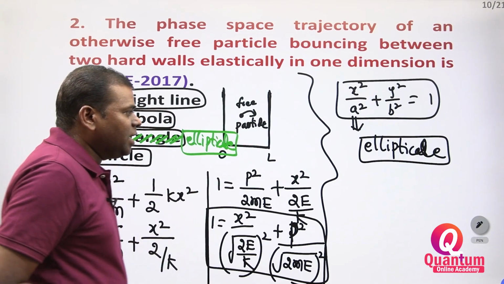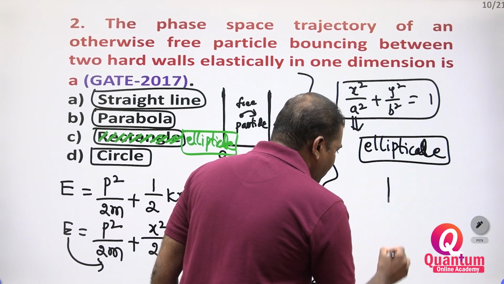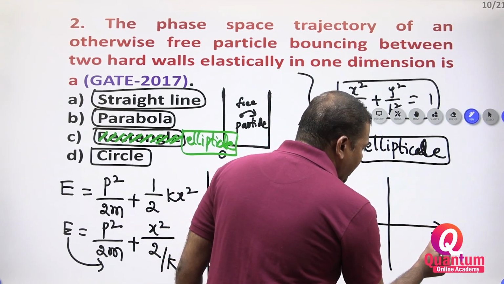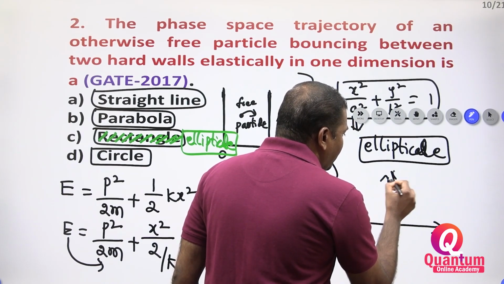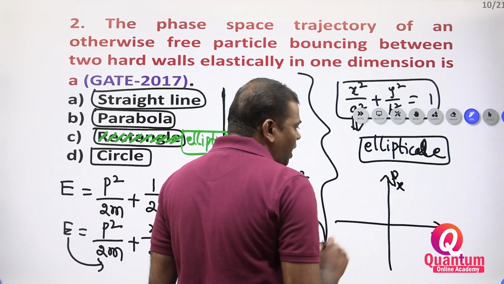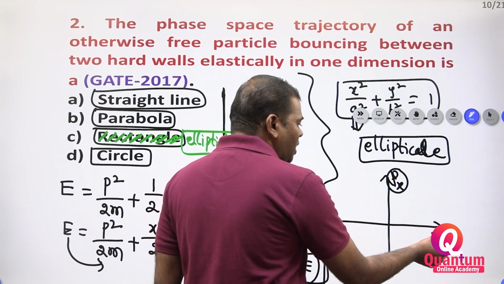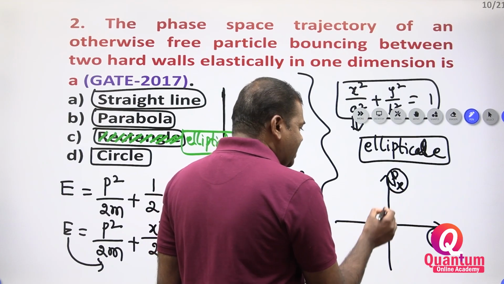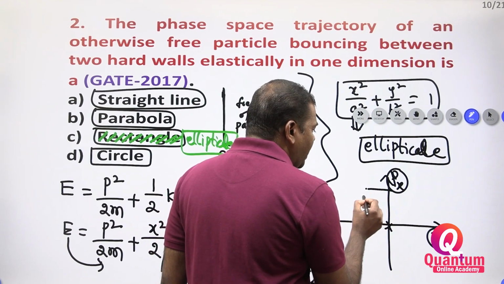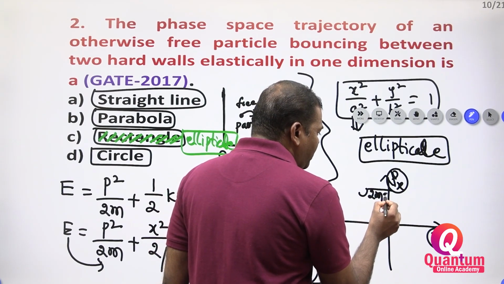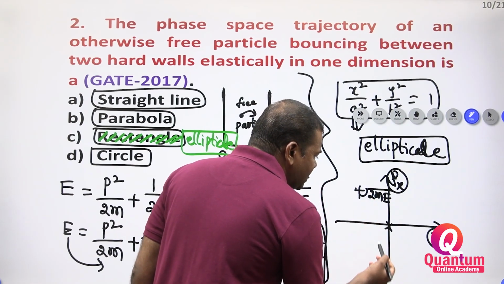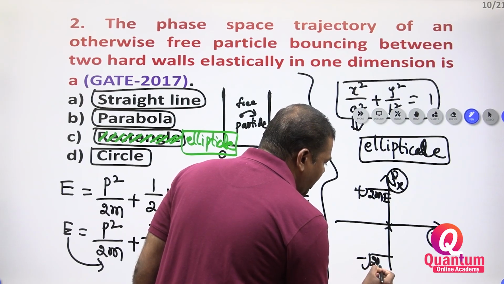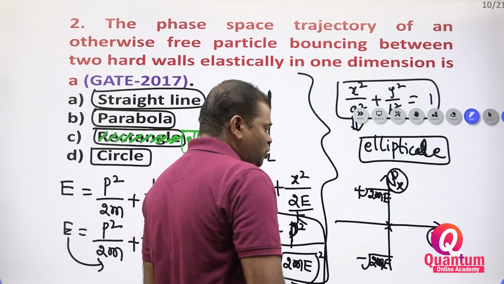Elliptical trajectory. Suppose you take the trajectory, how do we write it? This is the x-axis, this is the px axis. This is phase space dynamics. If x is equal to 0, then px will be plus root 2mE. If x is equal to 0, you also get minus root 2mE, right? There are two possibilities.